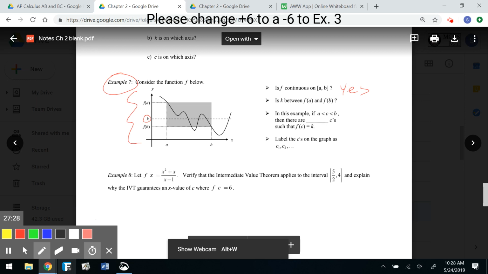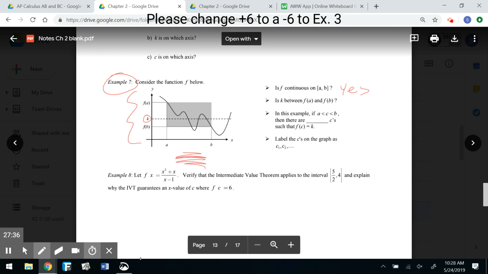In this example, if c is in between a and b, then how many c's are there such that f of c equals k? Where are my c's between a and b that, if I go up here, equal that value of k? There's one of them. Let's call it c1. Do I have any more? Now if you notice, this is boxed in here, right? Because it's from a to b, that's where it's continuous, on a closed interval, and it's a function. It hits one time, two times. Let's call that guy c2. Does it hit again? Oh, snap. This one hits 3 times.